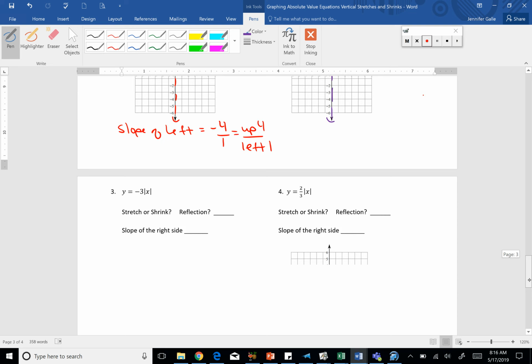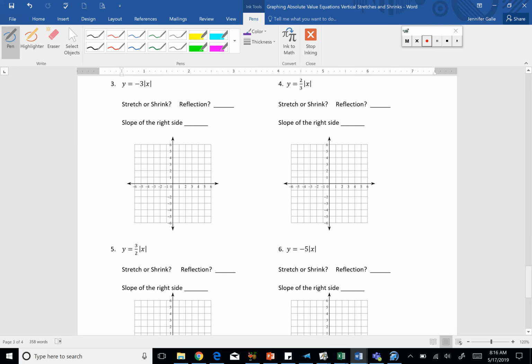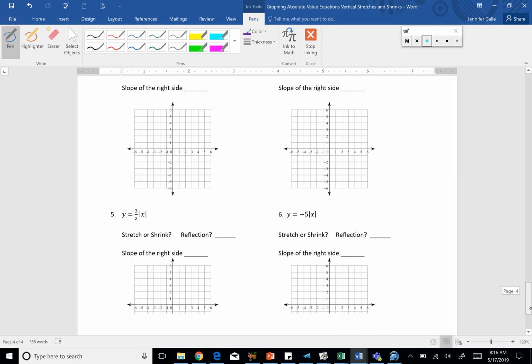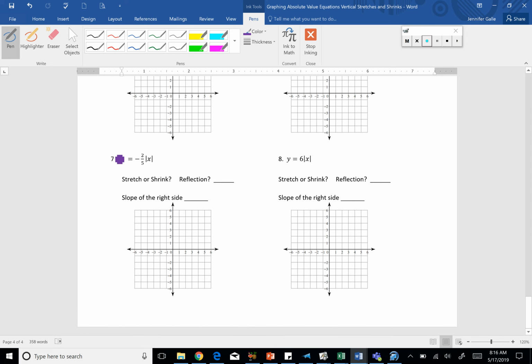So let's go on to the back side of this page, and I want to take a look at number 7. I know, we skipped a whole bunch. I told you we weren't going to do them all today. With number 7, are we going to have a stretch, which means a skinnier graph, or a shrink, which is a flatter graph? We're going to have a shrink.